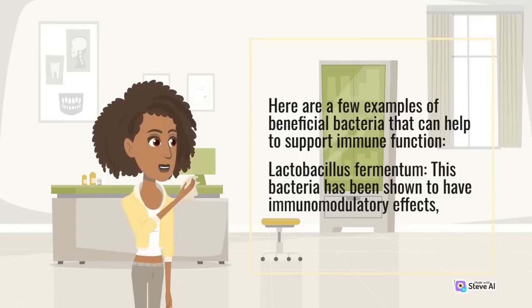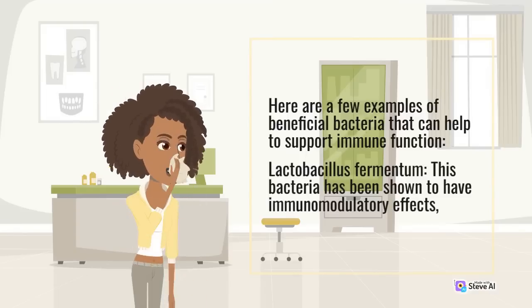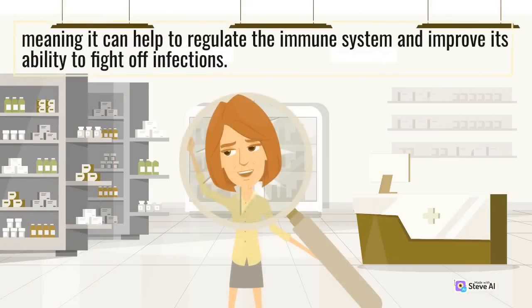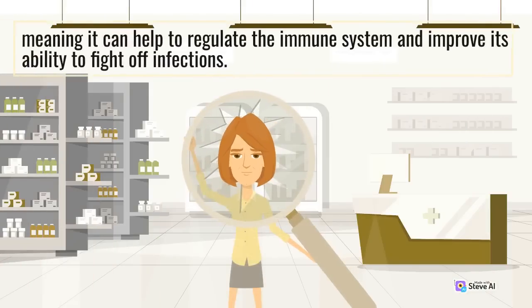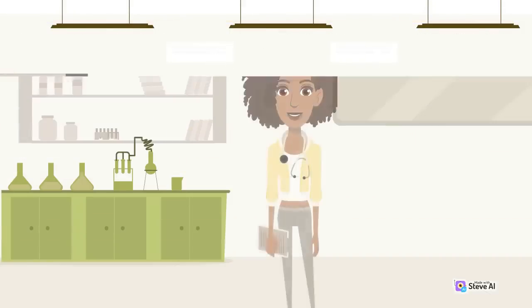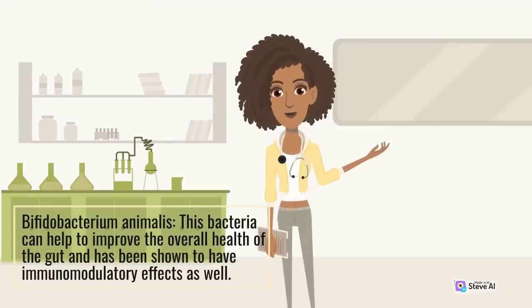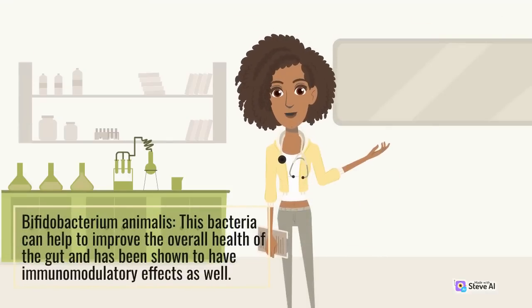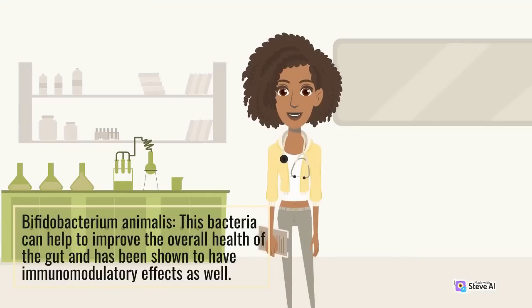Lactobacillus fermentum. This bacteria has been shown to have immunomodulatory effects, meaning it can help to regulate the immune system and improve its ability to fight off infections. Bifidobacterium animalis. This bacteria can help to improve the overall health of the gut and has been shown to have immunomodulatory effects as well.